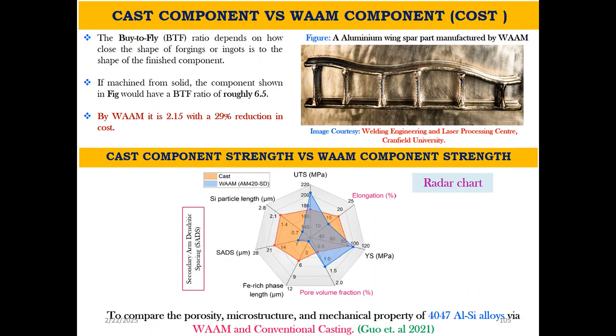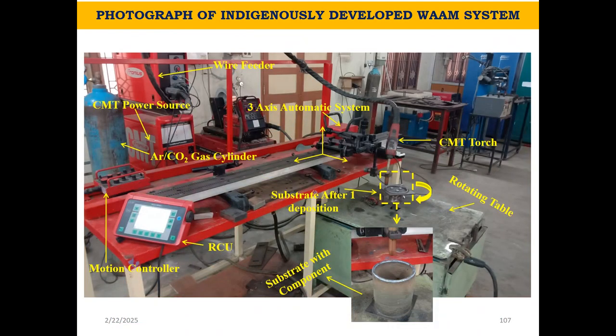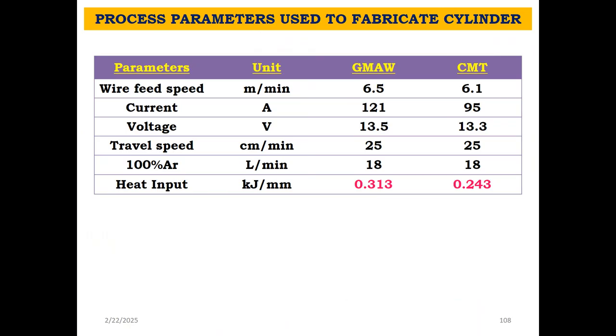The cast component versus WAAM component is given here. They have compared them with a radar chart, showing why cast component strength versus WAAM is very important. The various components of the WAAM system, the CMT process setup, are available at our center. This is a process parameter set which was confirmed after many trials.